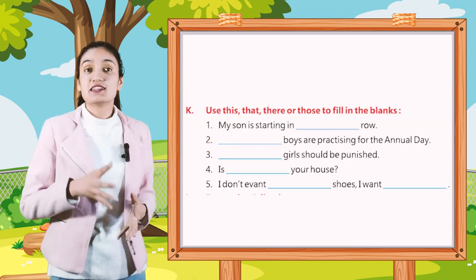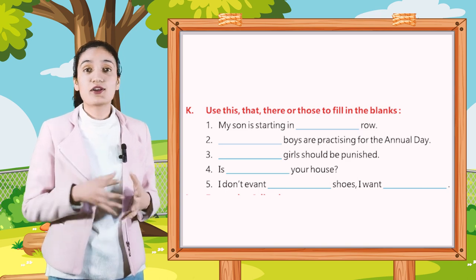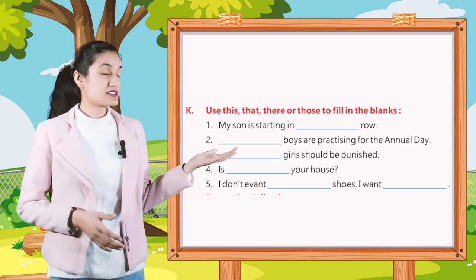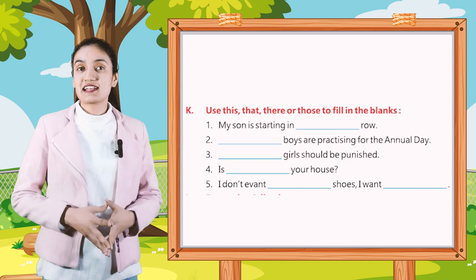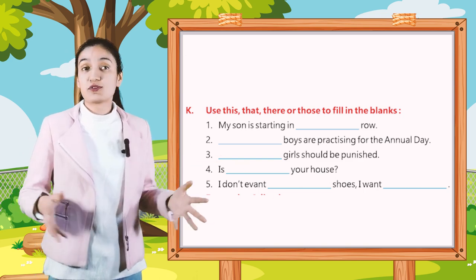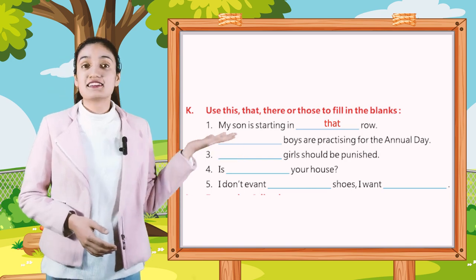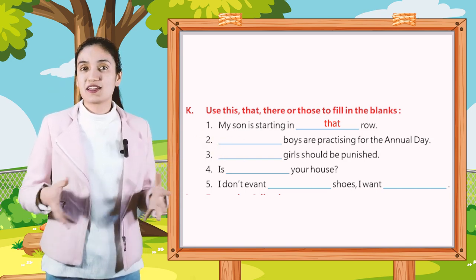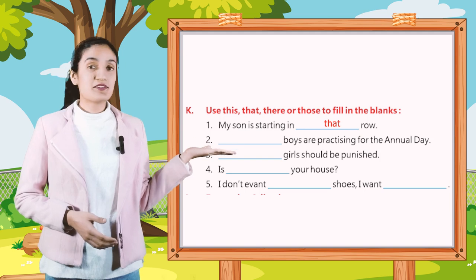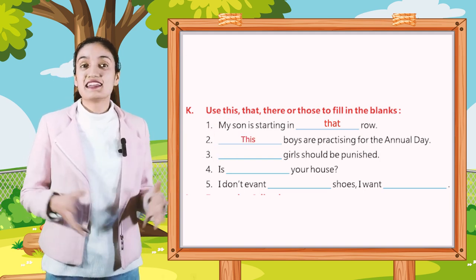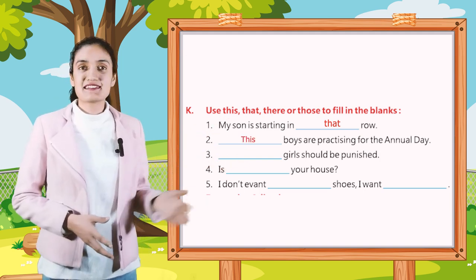Next part K, use this, that, these or those to fill in the blanks. First, my son is starting in dash row. So what would be the answer? That. Second, dash boys are practicing for the annual day. So here we will fill these. In this way, you have to fill in the blanks accordingly.